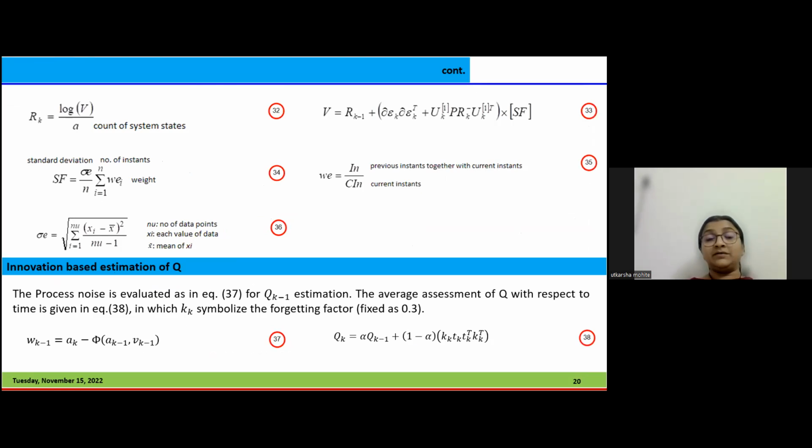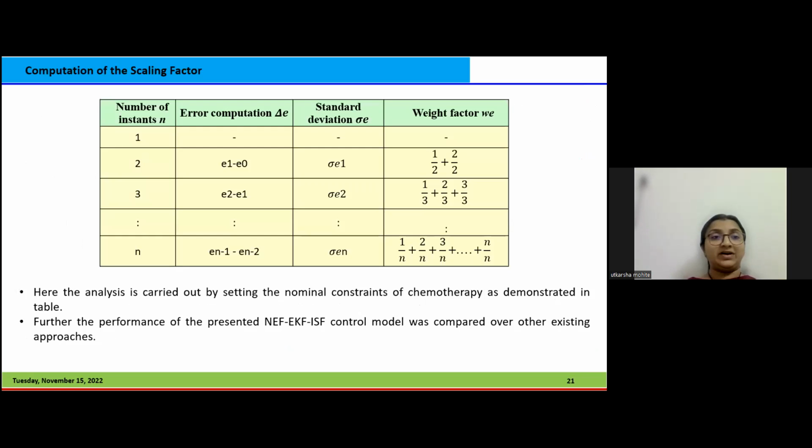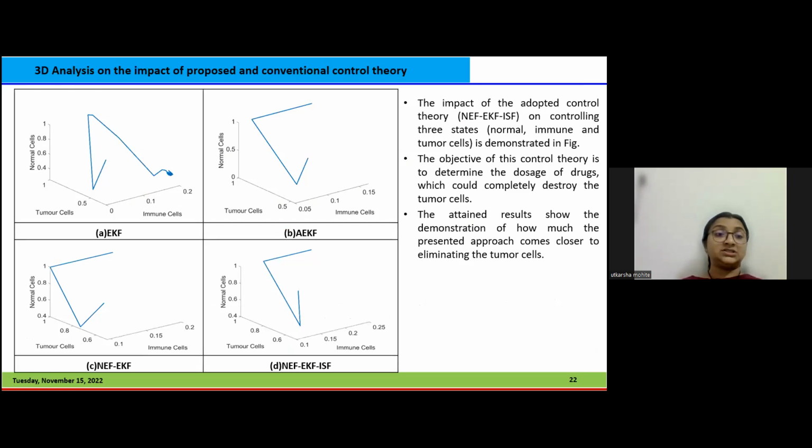Like when we were designing the controller, we are using different methods, where we have to go towards the destination point. That means we have to move towards the desired values. These are the computational scaling factors used while designing the controller to give the drug to the particular patients. Again, these are the 3D analyses which we have considered with respect to the model.